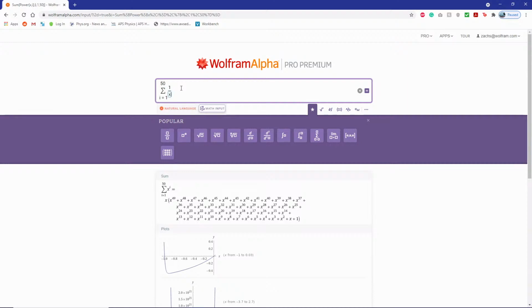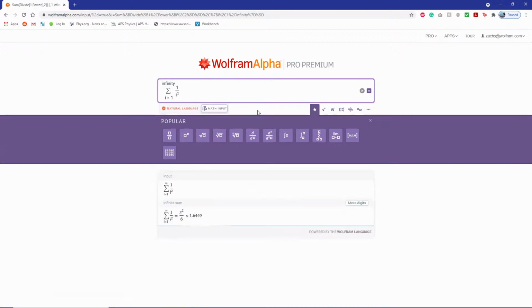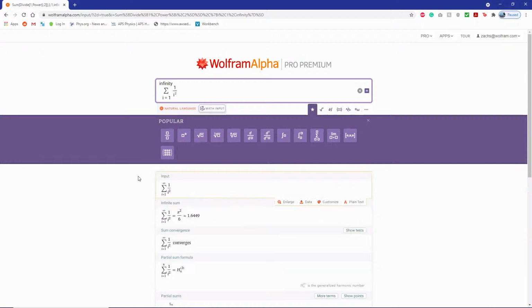1 over x squared, if you're using i, to infinity. And I could just type in infinity too. I don't actually need to use a symbol. I don't want to, because it'll solve that for us. And look at that, pi squared over 6. That's the answer. There you go.